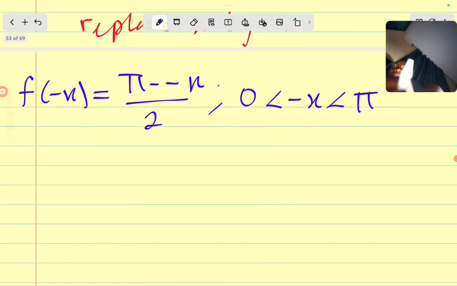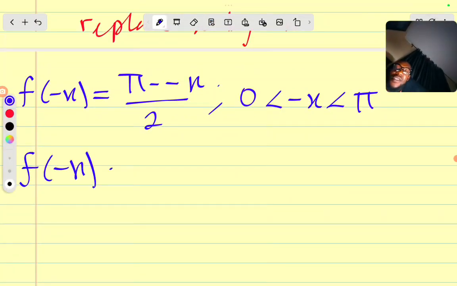This is the same thing as f of minus x equals pi plus x over 2.